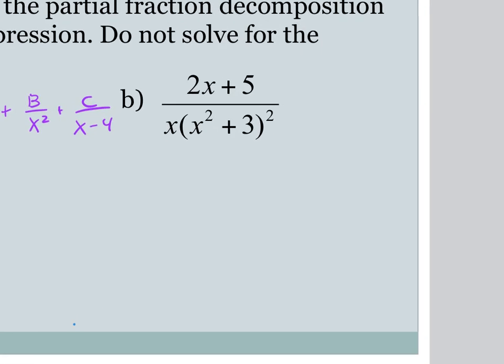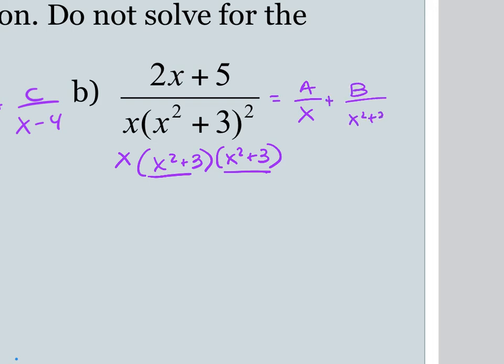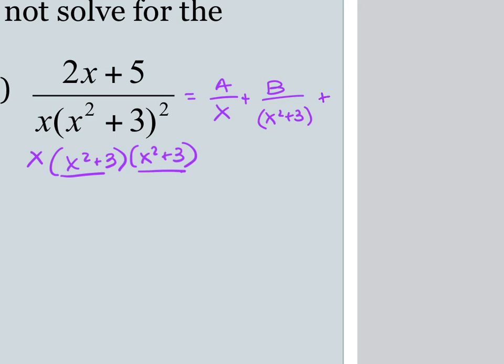Yeah. So look at B. I got x, right? And then I'd get x squared plus 3 and x squared plus 3. That's my repeated factor now. So this would be a over x plus b over x squared plus 3 plus c over x squared plus 3 squared. So whichever factor repeats, you have to create a fraction with it over itself, and then itself raised to the highest power, which usually is squared, but you'd have to work your way up.